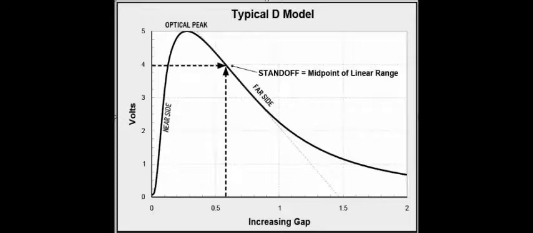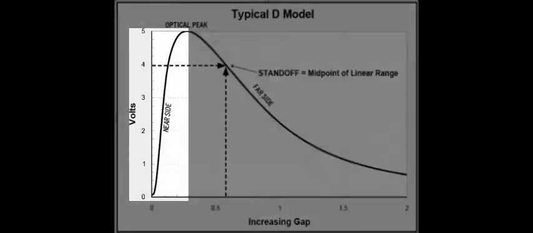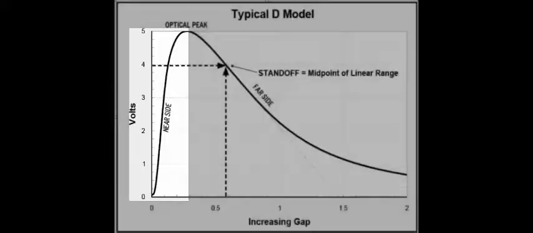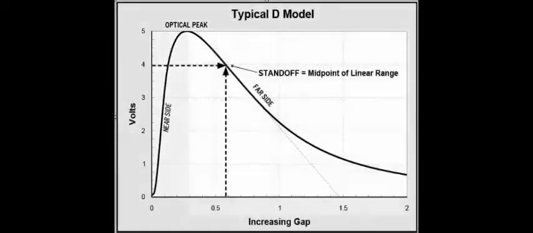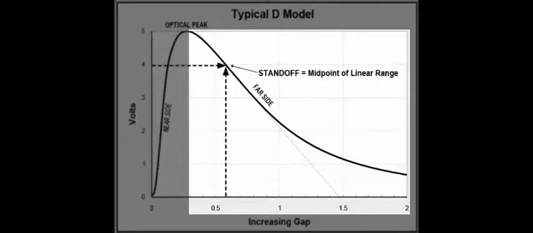D-model sensors have 3 regions of operation. The near side, with high sensitivity over a very short range. The optical peak, which is used for scaling of the sensor output to various targets. And the far side, with a long operating range and moderate sensitivity.